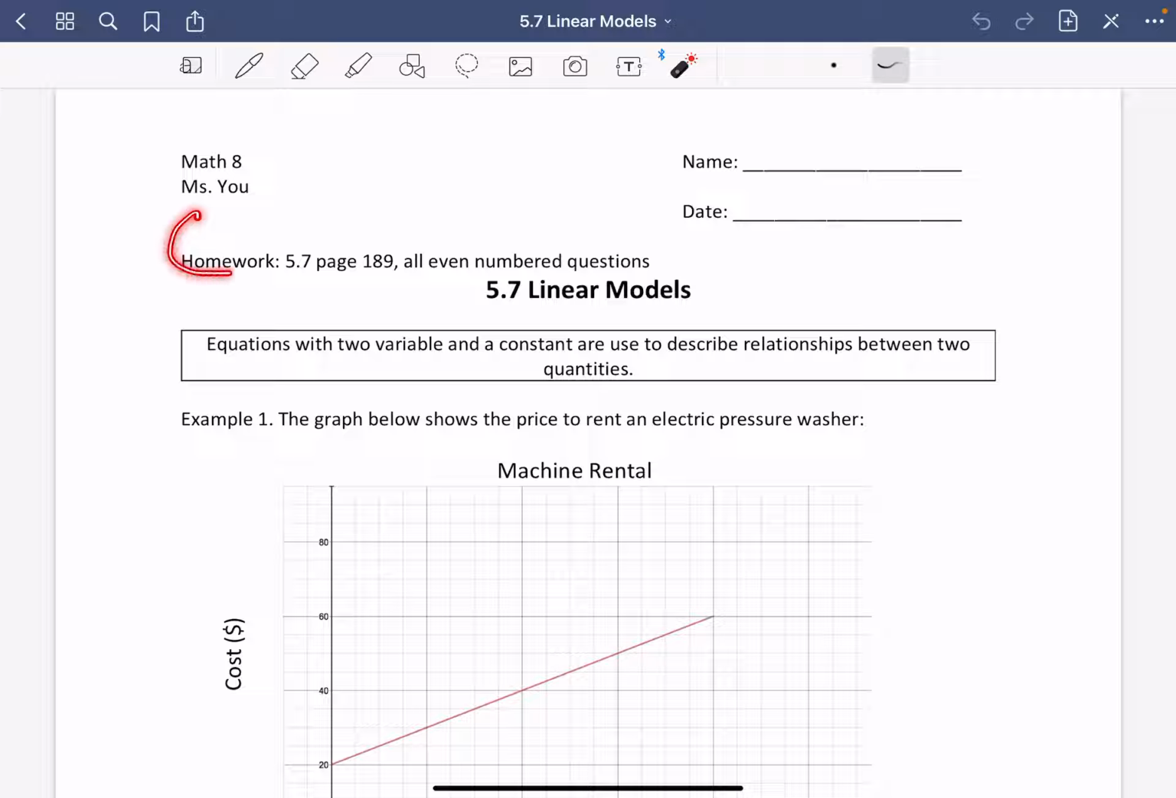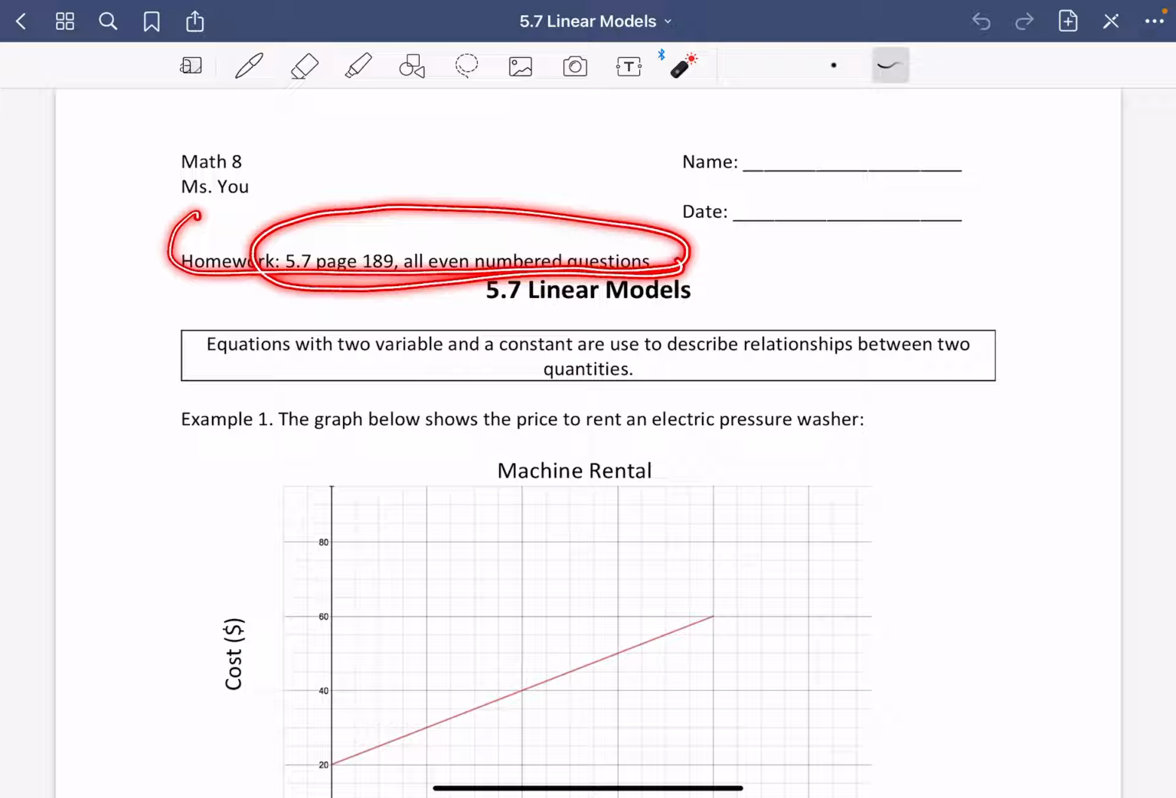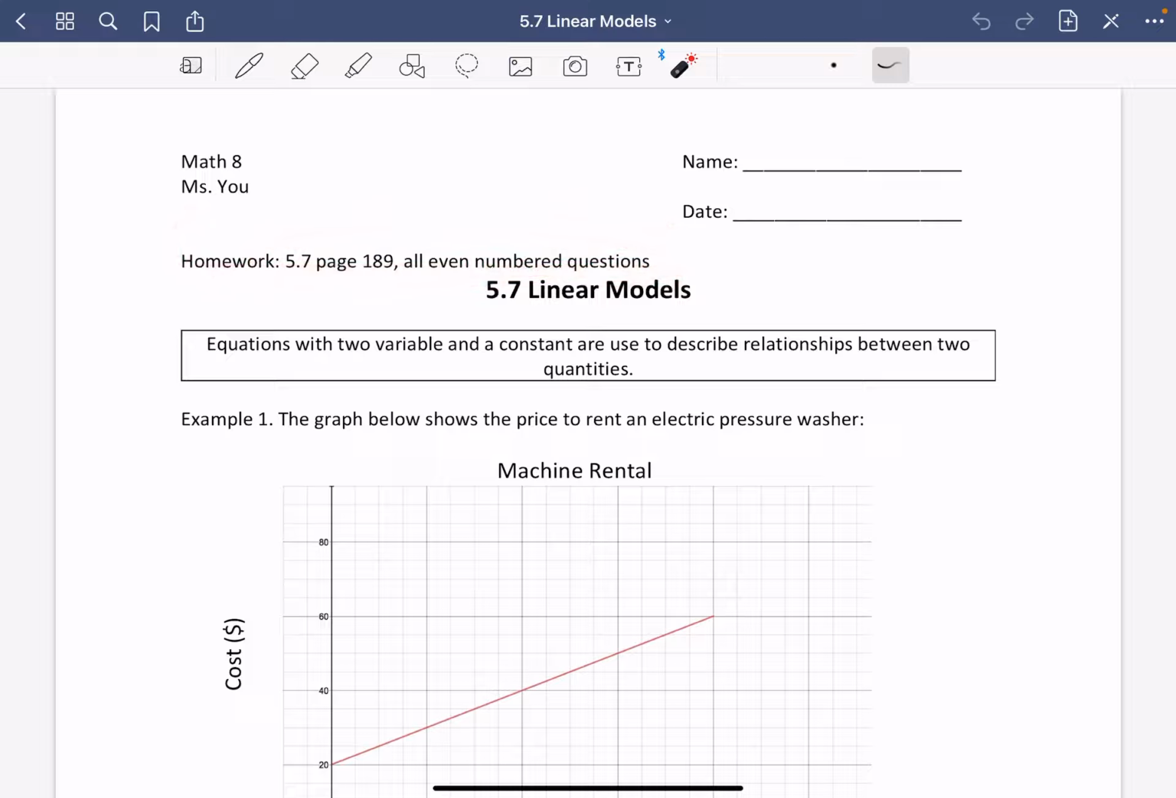Your homework for today is 5.7 on page 189, and do all the even numbered questions. After you finish, you should take photos of your homework and then upload them to Teams.